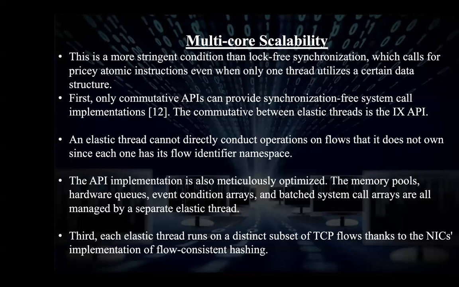The memory pools, hardware queues, event condition arrays, and batch system call arrays are all managed by a separate elastic thread. And each elastic thread runs on a distinct subset of TCP flows thanks to the NIC's implementation of flow consistent hashing.